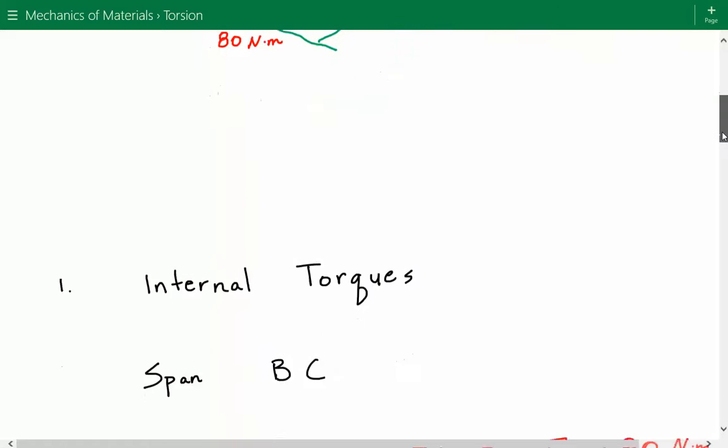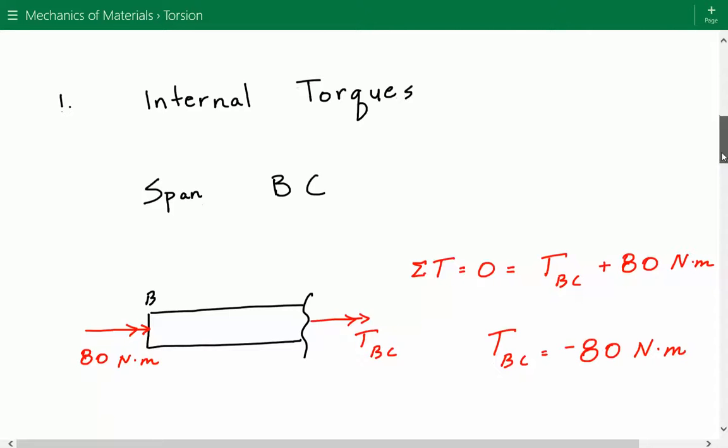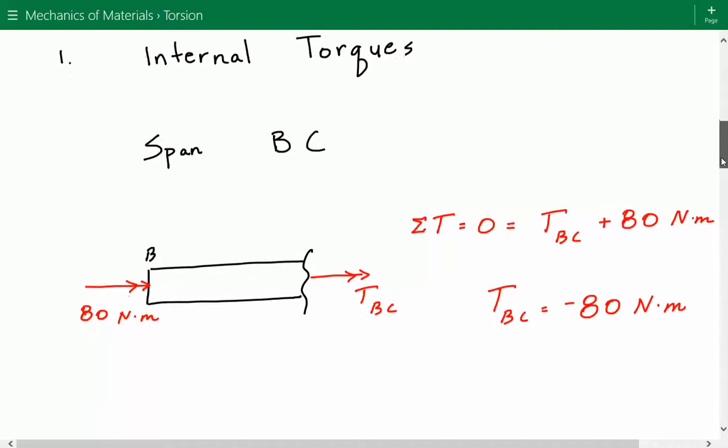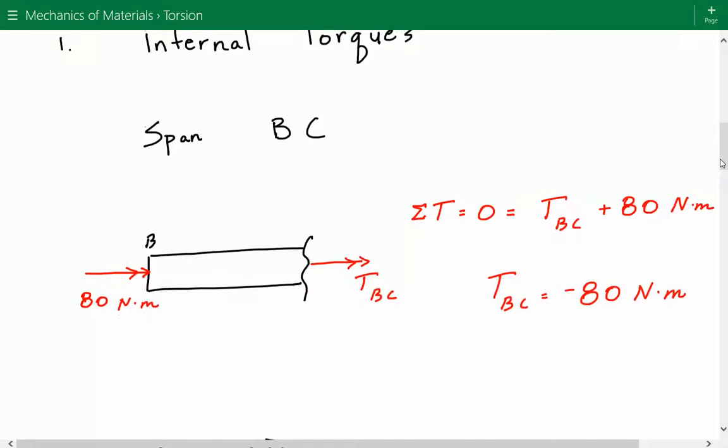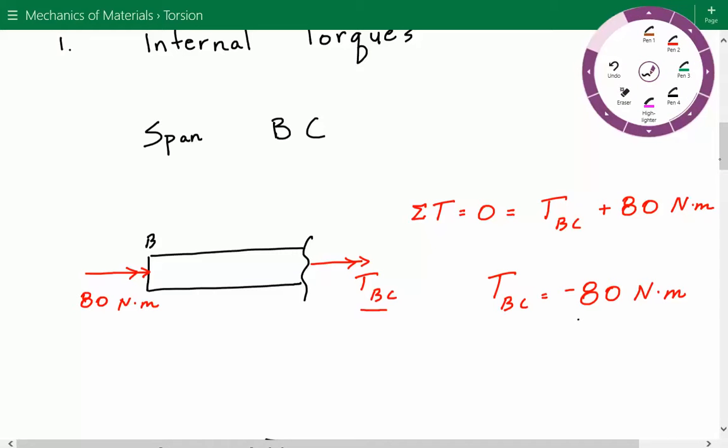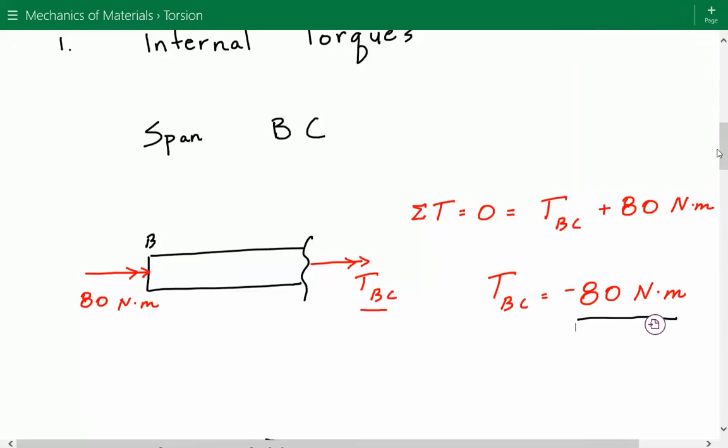So first we consider span BC. We took a cut between point B and C. The way I show the internal torque acting at the sectional cut, it's in the positive sense using the right hand rule. And if we sum the torques, we find that the internal torque in span BC is equal to negative 80 Newton meters.